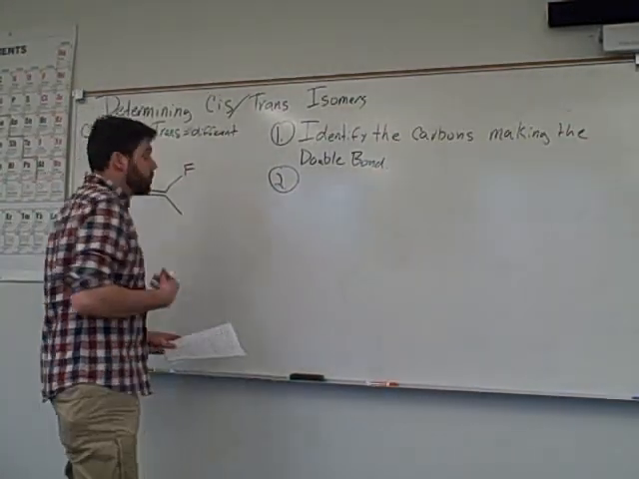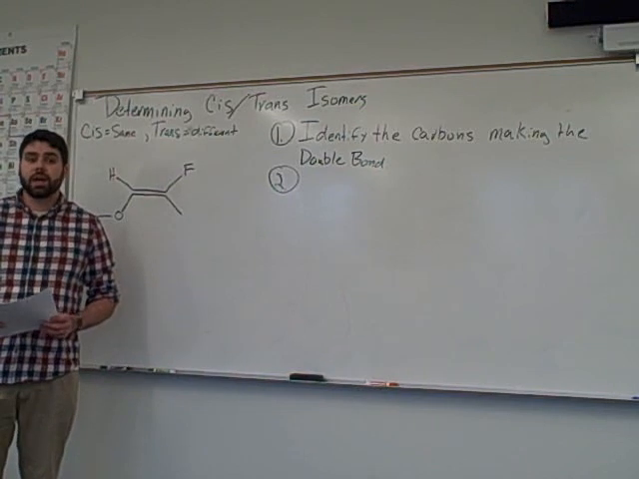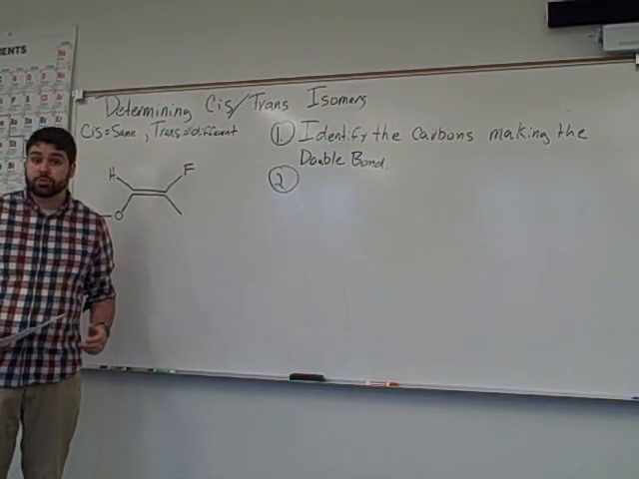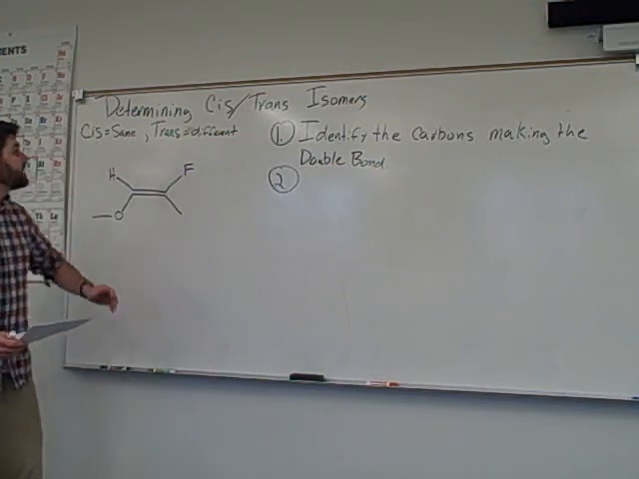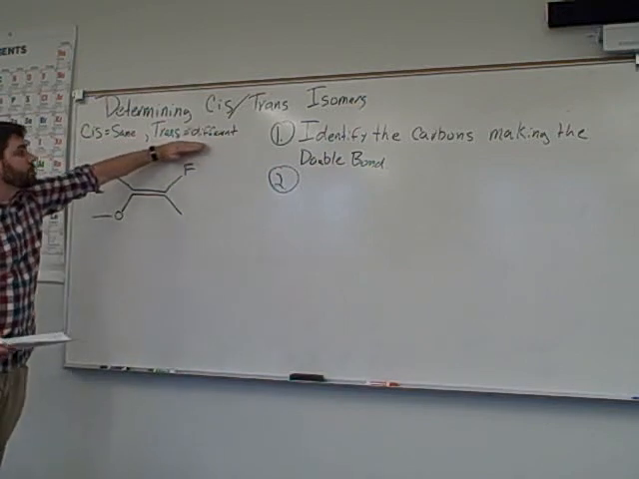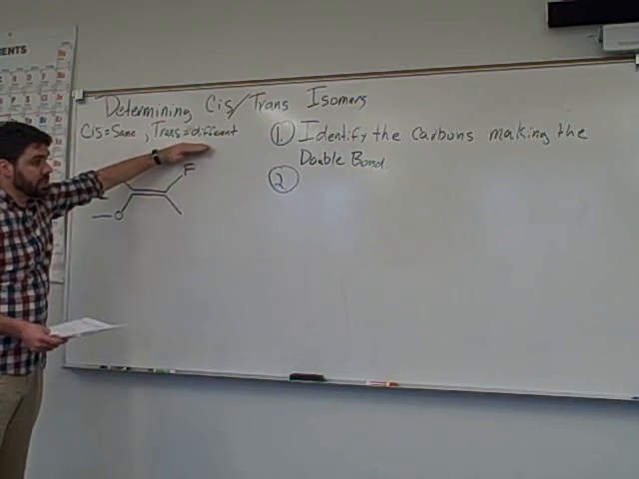Hi everyone. In this video what we're going to learn is how to tell the difference between a cis and a trans geometric isomer when there's more than just two groups bound to the rigid plane. And so again, what I just want to remind you of is that when groups are on the same side of the rigid plane we refer to them as cis. When the groups are on different sides we refer to them as trans.